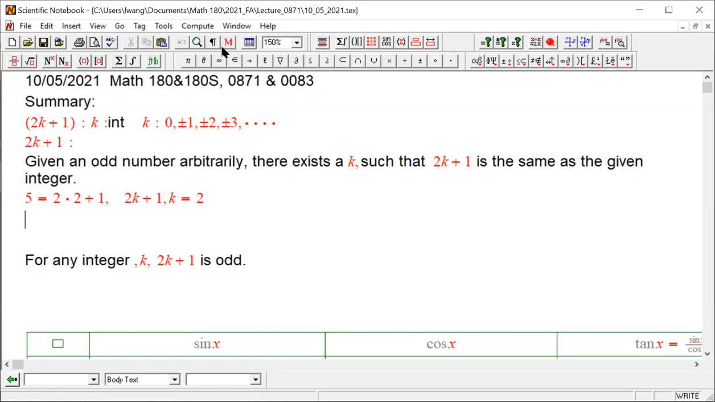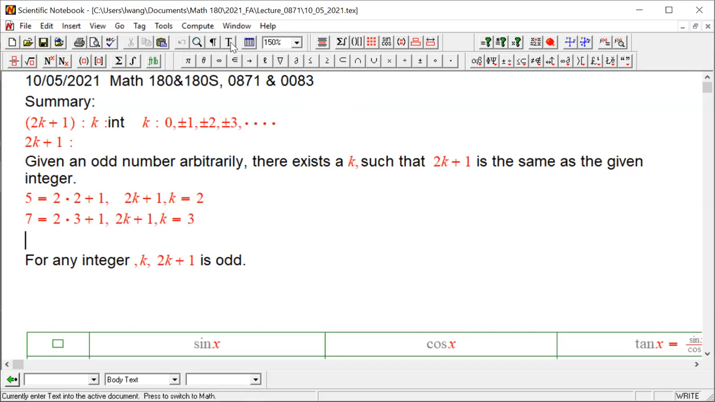7. How can you represent 7 in the form of 2k plus 1? It's 2 times 3 plus 1, right? Is that in the form of 2k plus 1, where k equals 3?